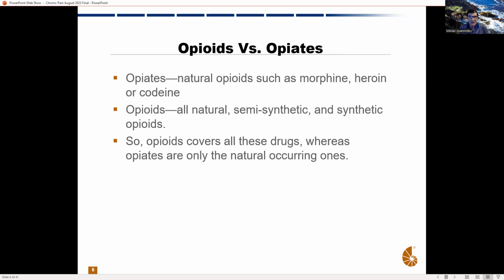So these natural opiates are included in opioids, as well as semi-synthetic and synthetic opioids. We're going to talk about these as well. So the word opioids covers all these drugs, whereas opiates are only the naturally occurring ones.